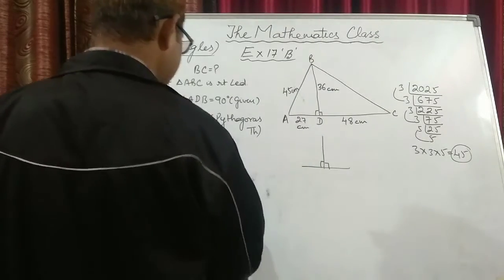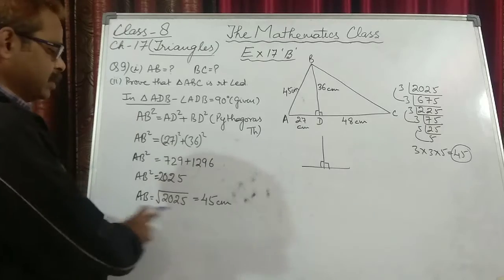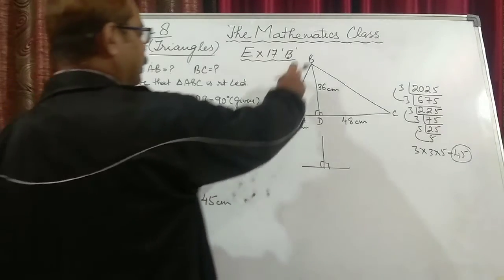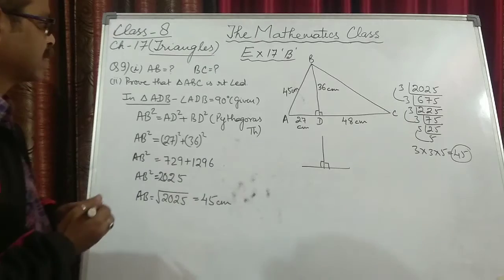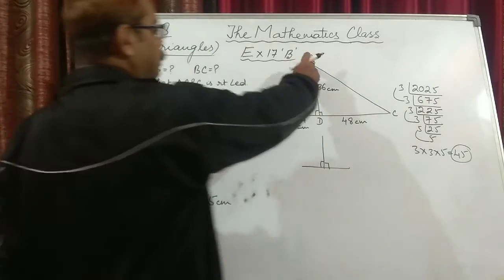So this is how we calculate it. Root of AB is 45 centimeters. So the length of AB comes out to be 45 centimeters. Then we have to find BC.